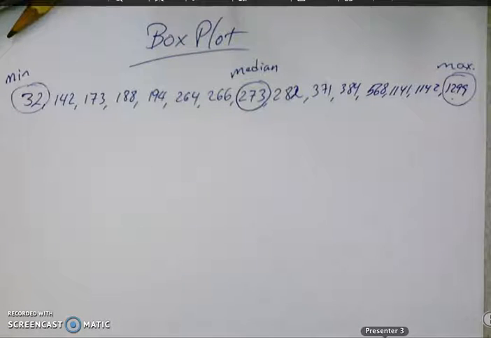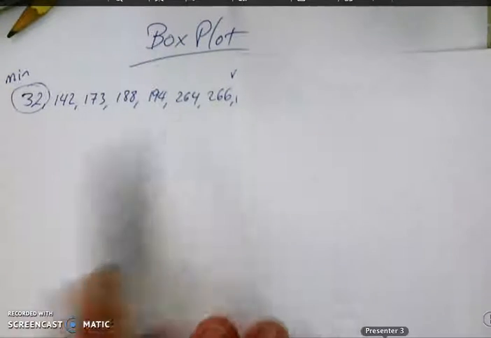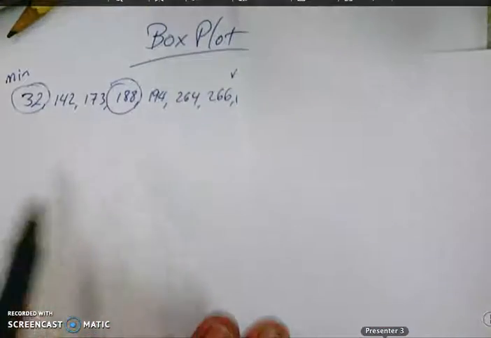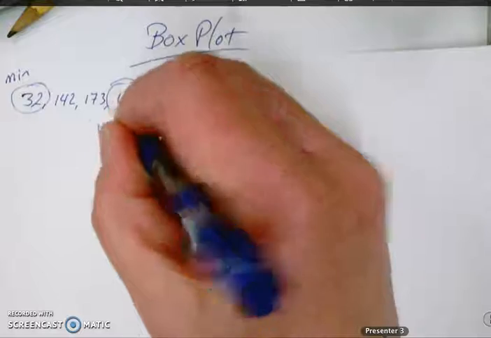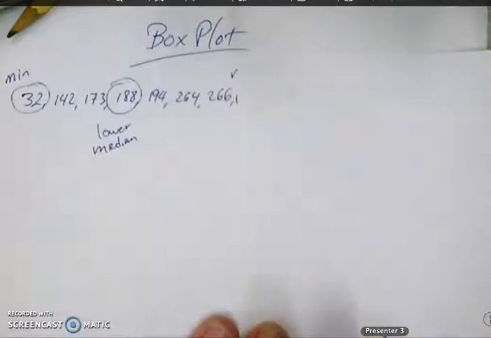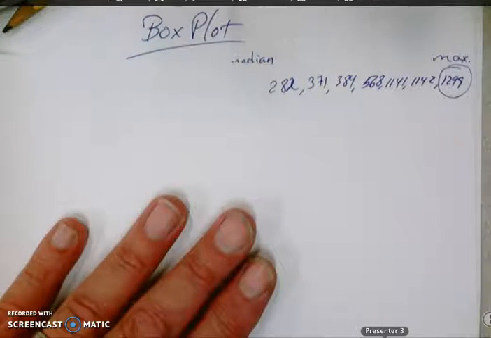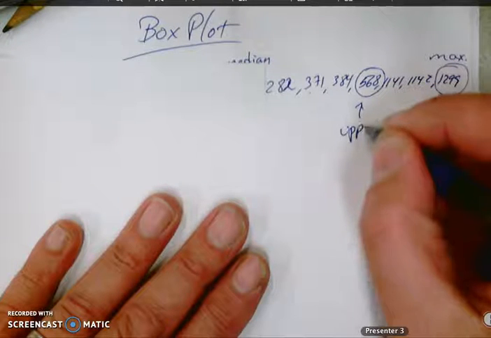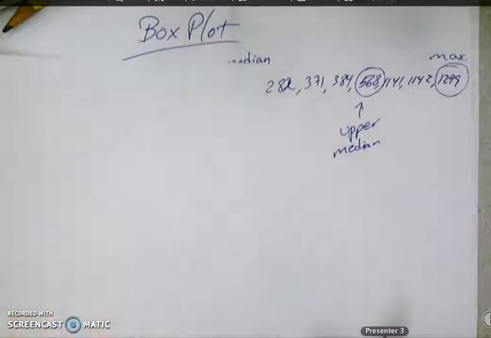Now, if we're going to find the second median, we cover up the middle here. And now we say, okay, of these 7 numbers, 1, 2, 3, 4, 5, 6, 7, the one in the middle is 188. Because if there are 7 numbers, it's 3 below 188 and 3 above 188. And that's the lower median. If you do the same thing with the higher end, 282, 371, and so on, 568 is the upper median, because that's the middle of these 7 numbers.